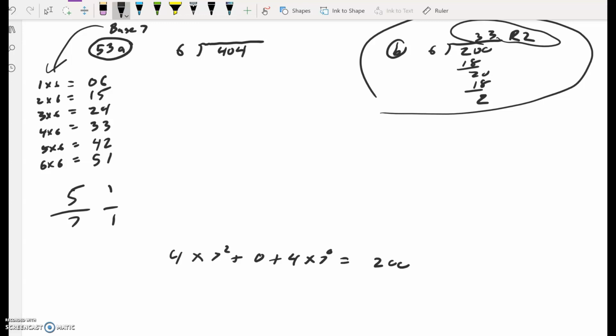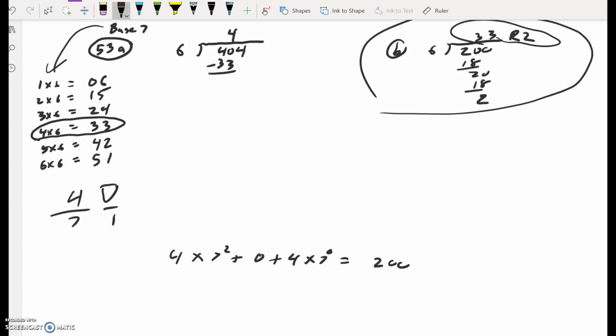Now 6 doesn't go into 4, but 6 goes into 40. This is the key row. 4 6s gives you 33 in base 7. So 4 6s gives you 33. Now you've got to do that subtraction. And we could do it in base 7. We could change it all around and borrow 1 and do all that kind of stuff. But that gets this pretty messed up. People can do it. You can do it if you want.